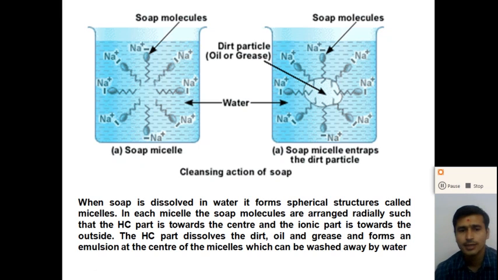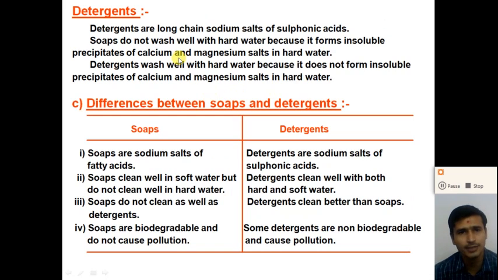So now this type of micelle occurs with the dirt, right? The hydrocarbon part dissolves the dirt, oil, and grease and forms the emulsion at the center of the micelle. And this emulsion at the center of the micelle can be washed away by the water, right? Understand the cleaning action of the soap. Now the second one is the detergent.